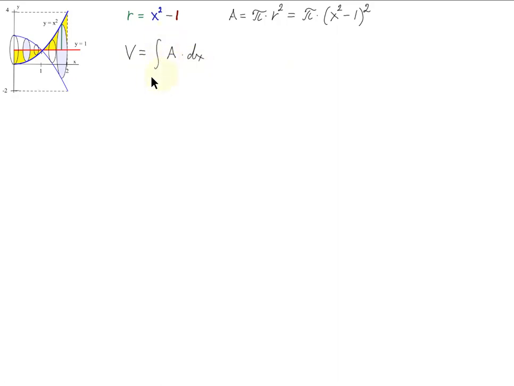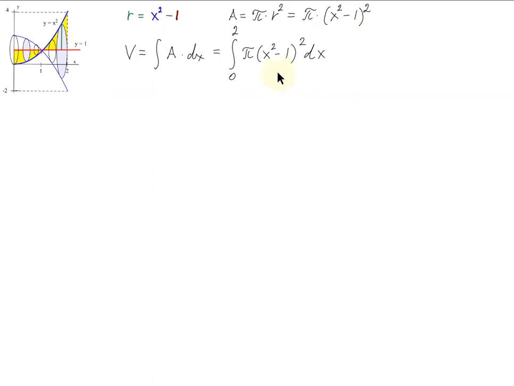And then the integral sign stands for summation. We're going to add up all the volumes of all the slices along the given interval. What's the interval? From 0 to 2, it's given. From 0 to 2. Okay? So let's plug in this expression for the area of the slice into the integral. Let's figure out the limits of integration. We did it already, from 0 to 2.